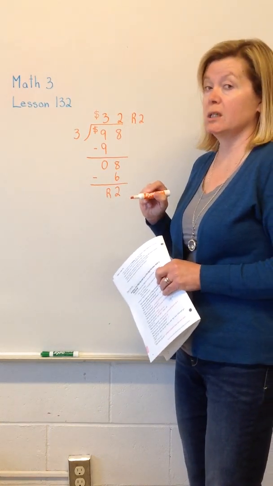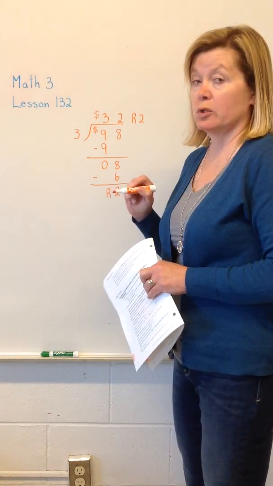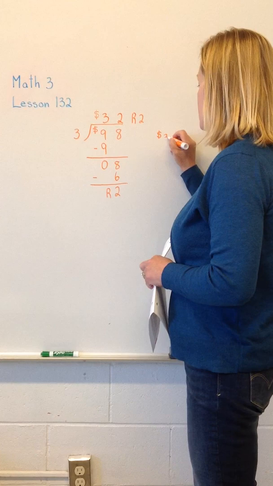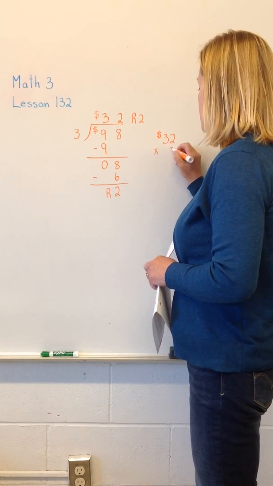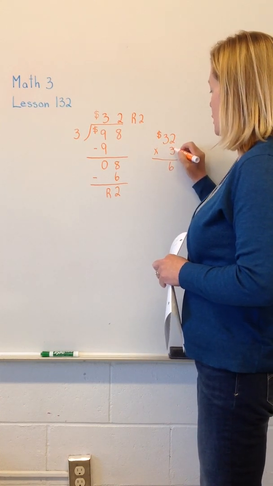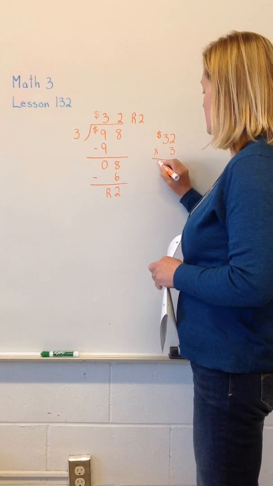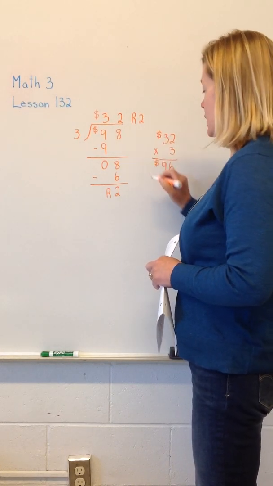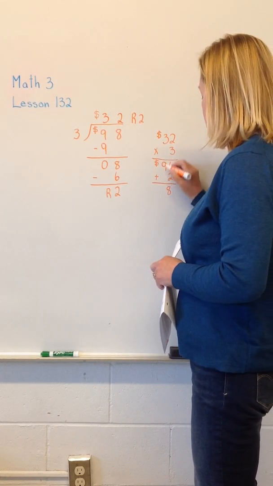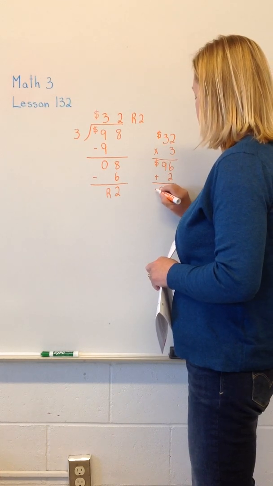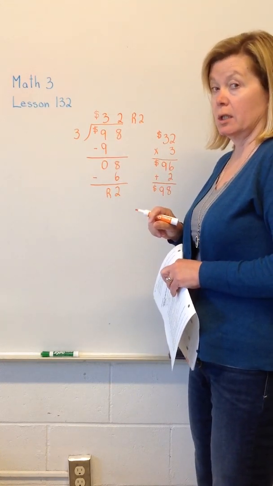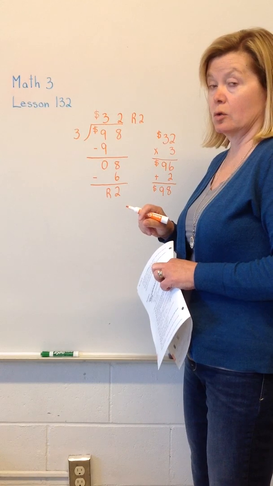All right, we need to check it by multiplying. Remember which numbers we're going to use. 32 times 3. Three times 2 equals 6. 3 times 3 equals 9. Don't forget to add your remainder of 2. 6 plus 2 is 8. And just 9 plus, remember that's an imaginary 0. So I have $98 here. I have $98 in the division box. So I know that I did my question correctly.